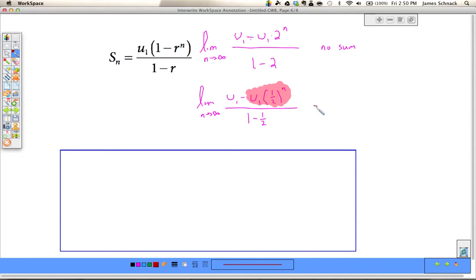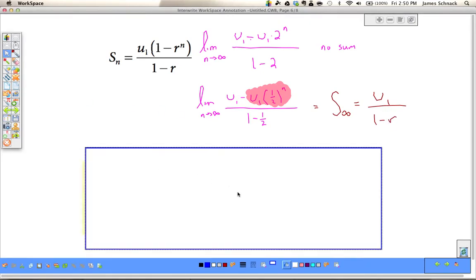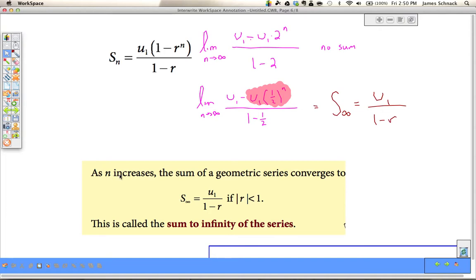So we say that this sum, S infinity, is converging to U sub 1 over 1 minus R. And that takes us to this. As n increases, the sum of a geometric series converges to S sub infinity of U1 over 1 minus R, if, and this is a big if, the absolute value of R is less than 1.